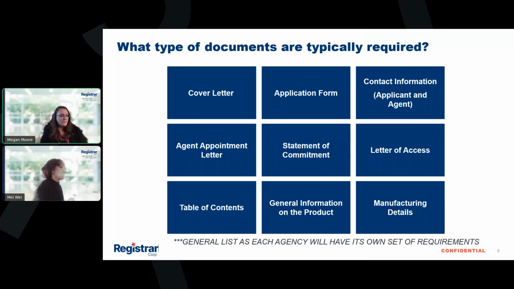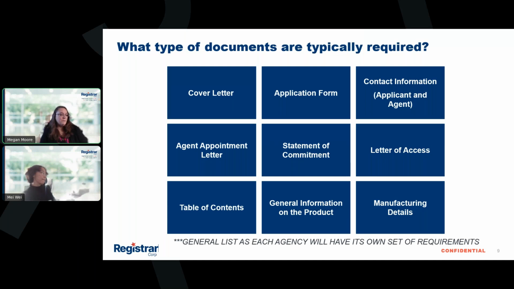What types of documents are usually included in a Health Canada master file? First, there is a cover letter that serves as an introduction to your submission, where you indicate the type of submission you're filing. Health Canada also requires an application form which includes administrative information. So basic contact information such as the company name, address, the contact person's email address and phone number for the master file holder, and the agent, if there is one, is provided on this form.